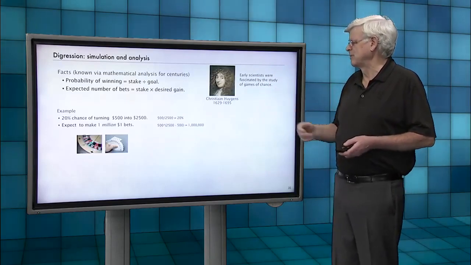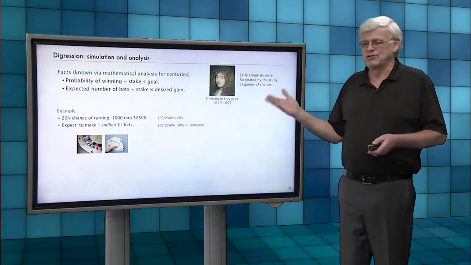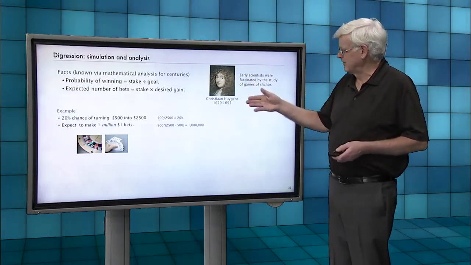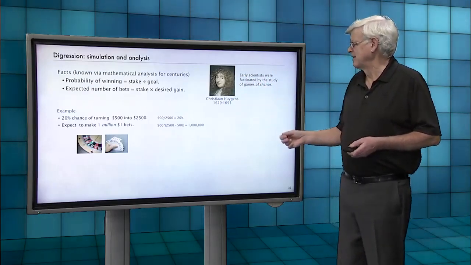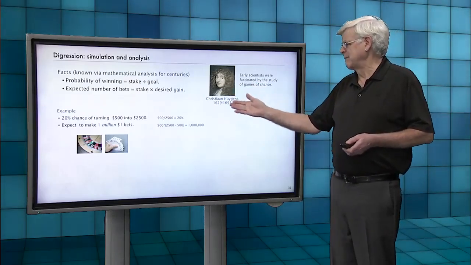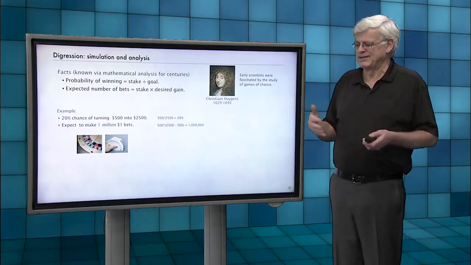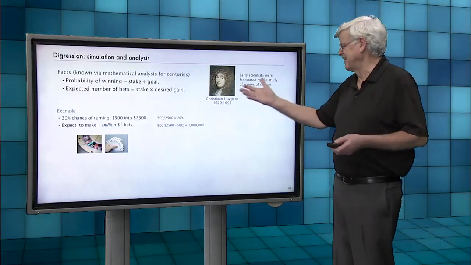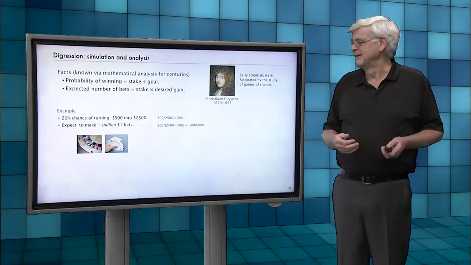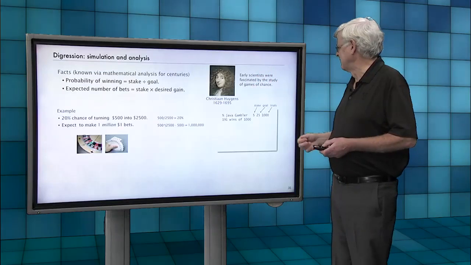So let's look at some examples. This is what the math says. You have a 20% chance of turning $500 into $2,500. That's 20%, but you're going to have to make 1 million $1 bets to do that. So you want to figure out how long it takes to make a bet, whether you get this done in a weekend, and you only have a 20% chance of winning. So you can adjust your stake and goal to try to figure out what goes on.